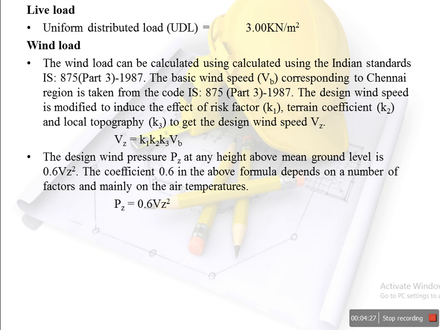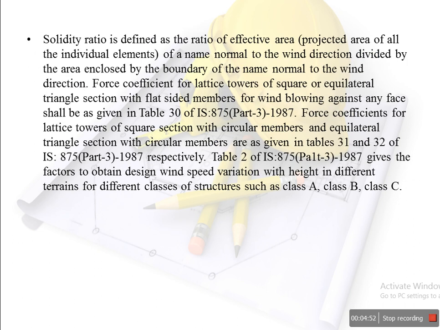The basic wind speed is modified to include the effect of risk factor, terrain coefficient and local topography to get the design wind speed: Vz equal to K1 K2 K3 Vb. The design wind pressure at any height above mean ground level is 0.6 Vz squared. The coefficient 0.6 in the above formula depends on a number of factors and mainly on the air temperature. Pz equal to 0.6 Vz squared.